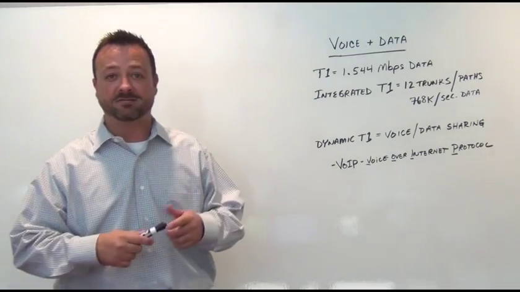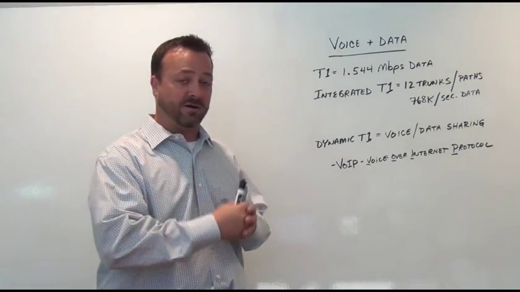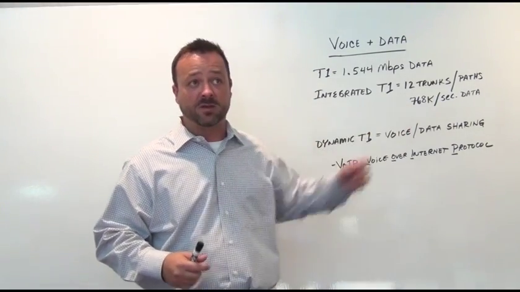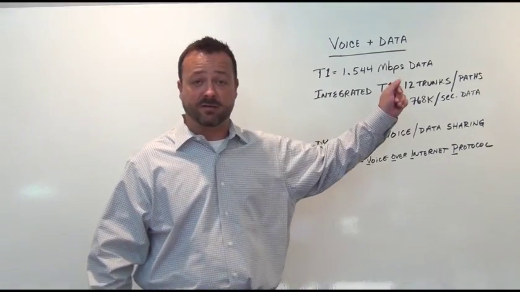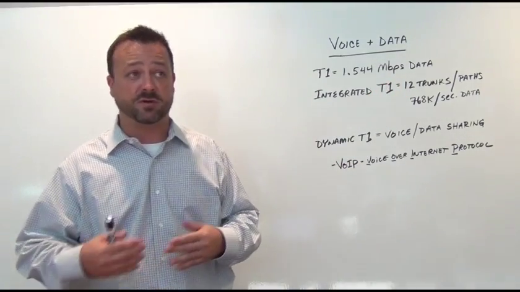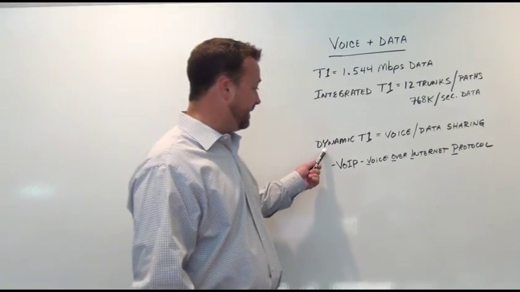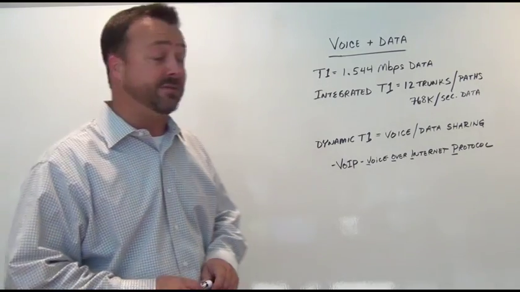So after a while, things are never good enough. What about the companies that are high use data, and 768K internet is not enough for them, or companies that are low use data, high voice usage, and 12 trunks is not enough for them? Well, their options were to go to a T1 for voice and a T1 for data until we introduced the very first voice over IP service called Dynamic T1.